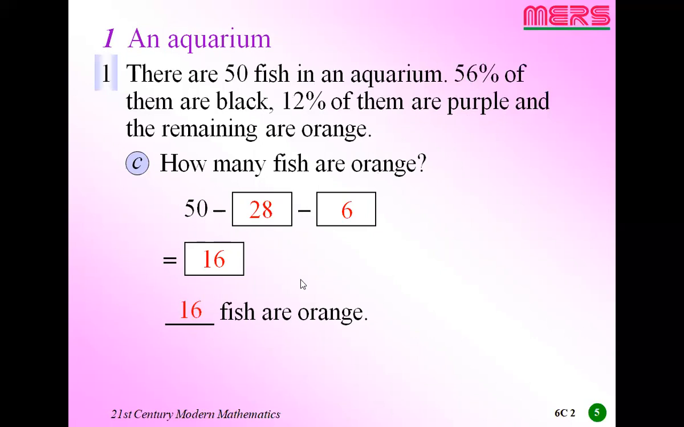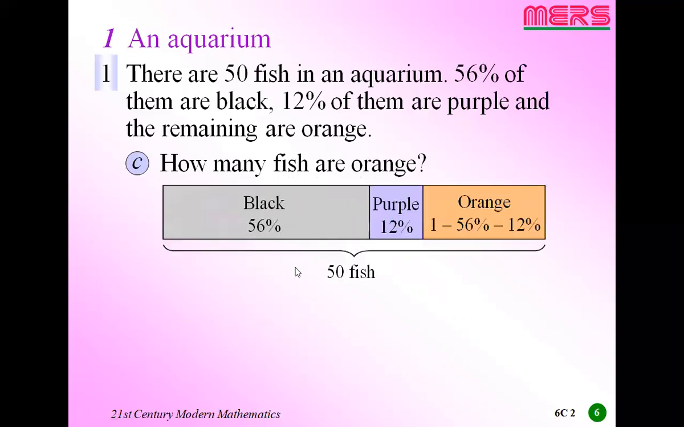Okay. So what if you do have another way to find how many fish are orange faster? For example, if there's no part A and part B, I just give you all the information and ask you how many fish are orange right away. How can we do it in one go? Let's look at the picture below.